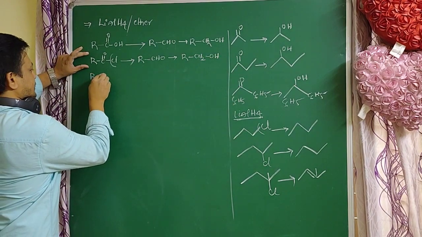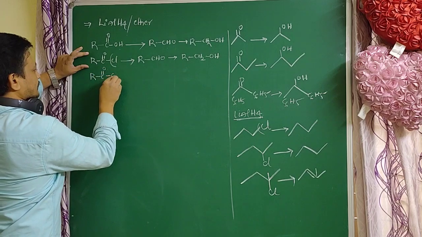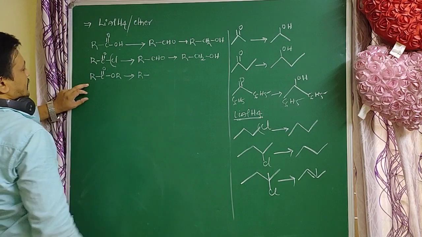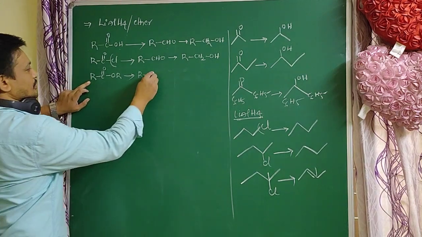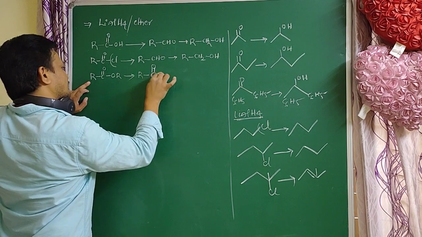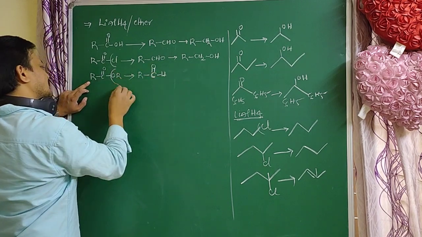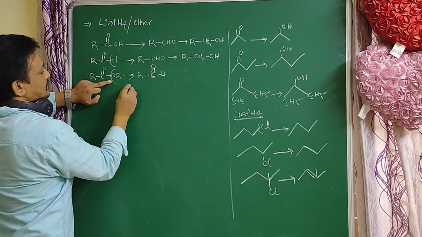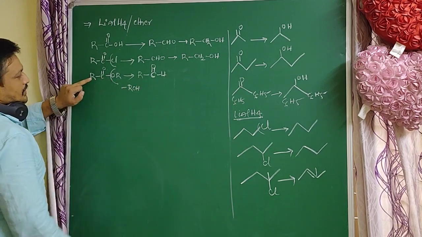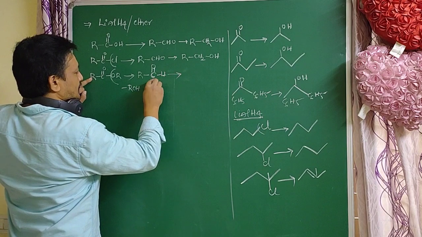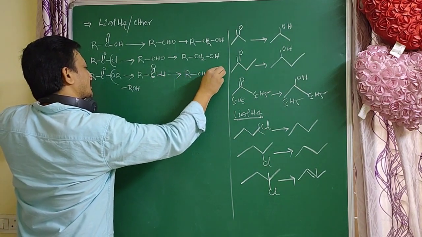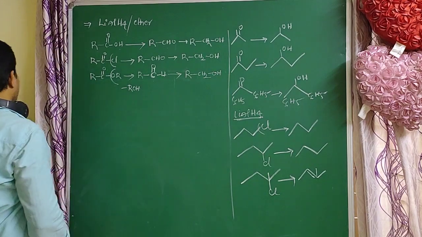And esters: acid esters convert to C double bond O, first aldehydes, breaking here. The byproduct is alcohol. Then that aldehyde again converts to primary alcohol.